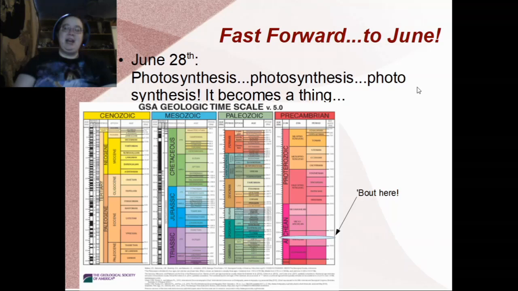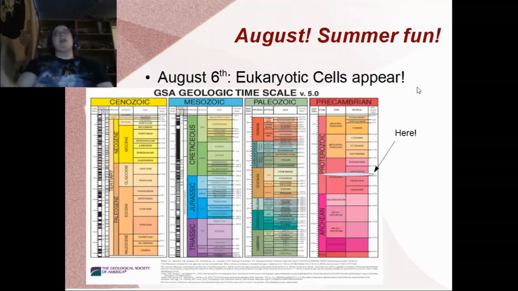August, so we skip over July as these photosynthetic cells finally continue to evolve, and we're all the way into August 6th. We have eukaryotic cells. Eukaryotic cells are more complex. They actually feast on other things. They're not just photosynthetic. That happens in the Proterozoic era.